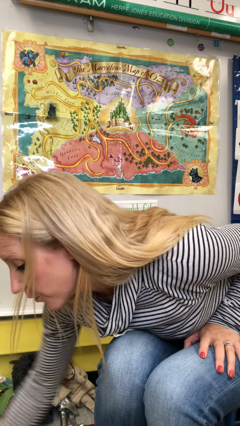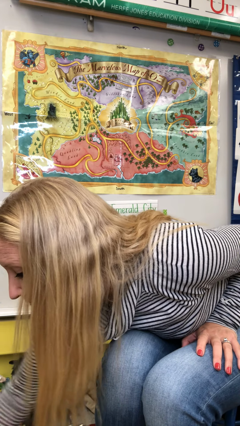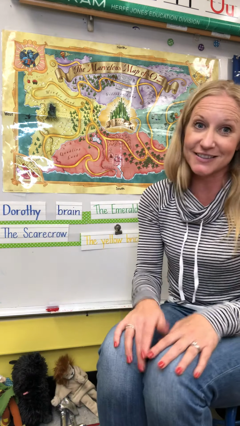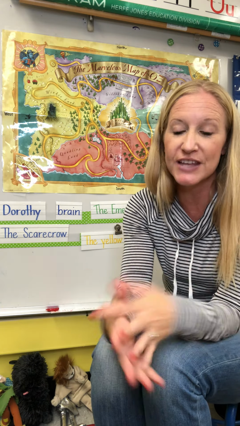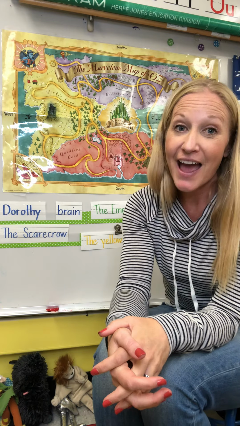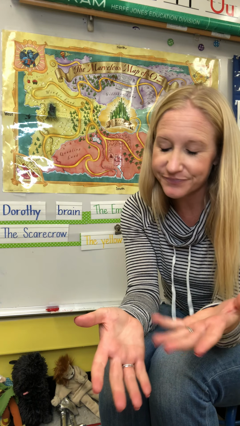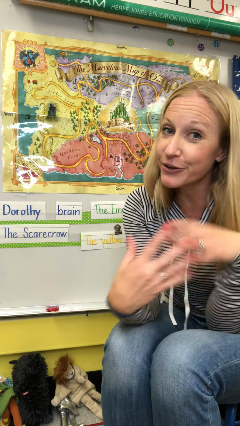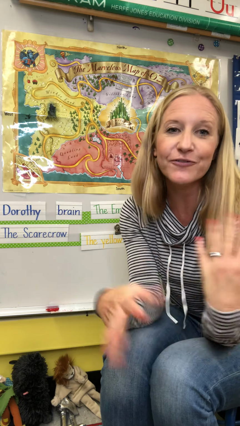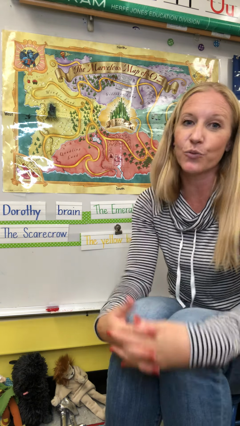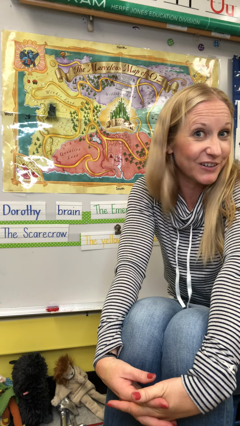But since you're at home, I had to send home a smaller one. But you can always make a journal of the story of the Wizard of Oz or draw pictures as you meet different characters. At the end of the book, we will be voting on which character you liked the best. So you've met two now, two of the main characters. You've met Dorothy and you've met the Scarecrow. And we'll have to see as the story progresses which one you still like the best.